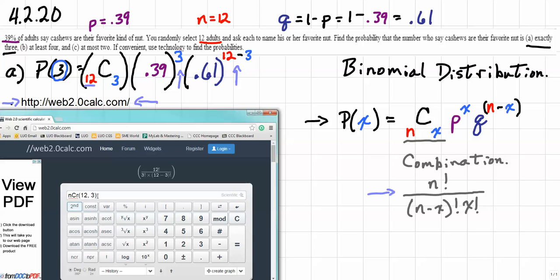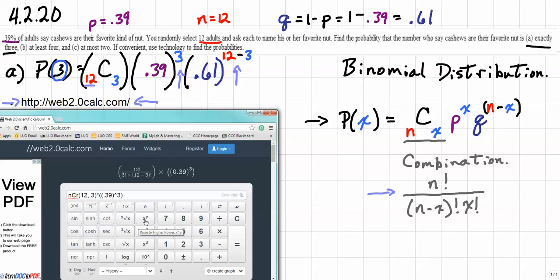So I hit my multiplication symbol, which is going to be an asterisk. I'm going to open parentheses, type in 0.39, close parentheses. I'm going to press the Shift 6 key, or I can simply use this X to the Y key. It means the same thing. And now I type in the exponent, which is 3. Then we're going to close parentheses around that also.